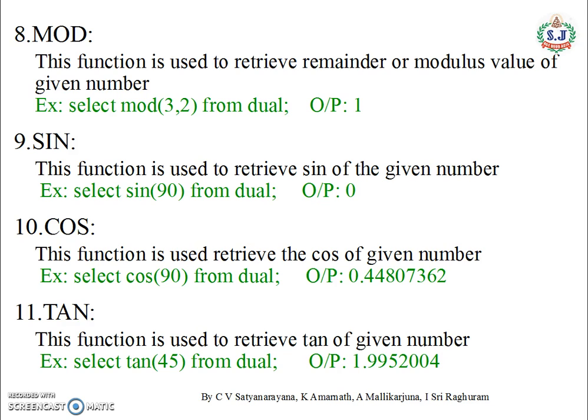Next functions are sine, cos and tan. These are various trigonometric functions which are useful when we want to do some trigonometrical calculations. In sine function, when we give 90 as a parameter to sine function, the output we get is 0. In cos function, when we give the same number 90 to cos as a part of this query, the output we get is 0.44807362. And finally, the tan function is also a trigonometrical function where when a particular number given to the tan function as a part of the query, the output we get is.